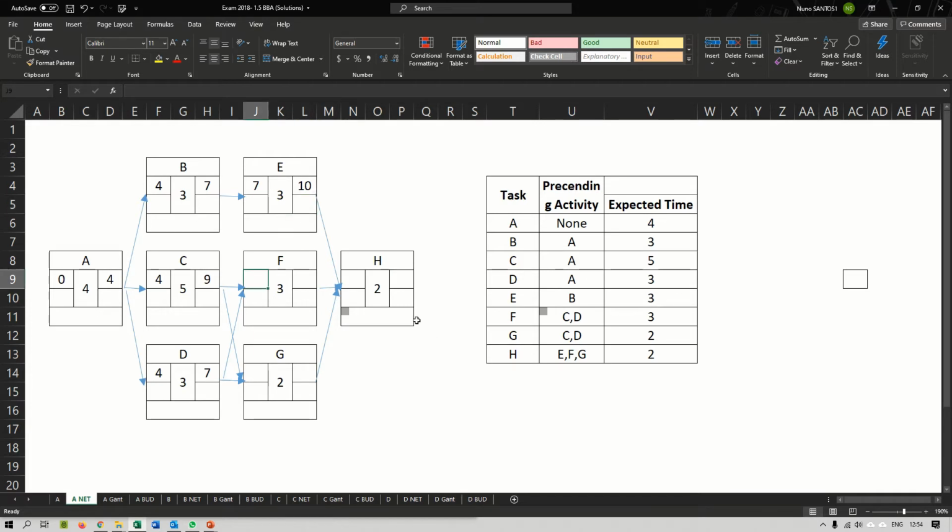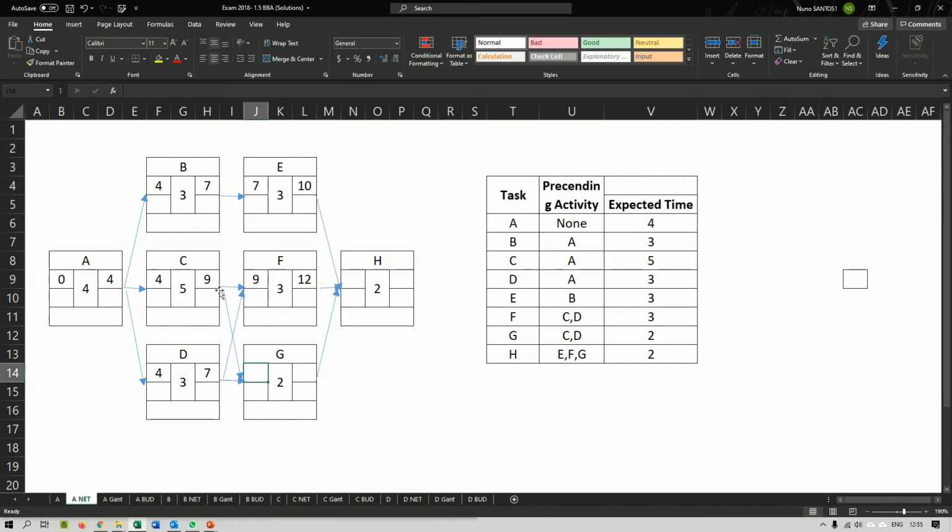Now I have task F. Task F can only start after task C and task D are completed. Now task D ends on day 7, task C ends on day 9. Can I start this task on day 7? No, because by day 7 task C is not completed yet. So when moving forward, you have to use the highest number. Between 7 and 9, the highest one is 9. And now, like normal, 9 plus 3, this would be a 12.